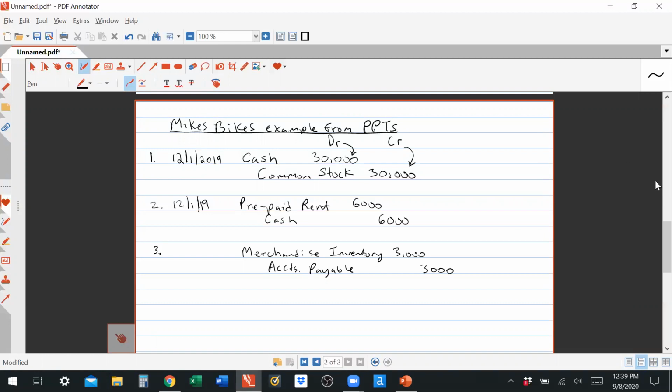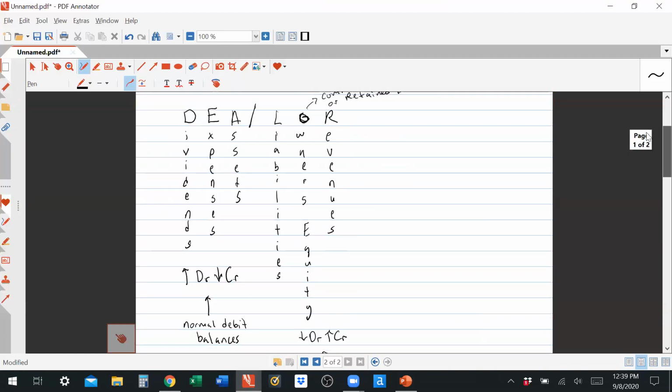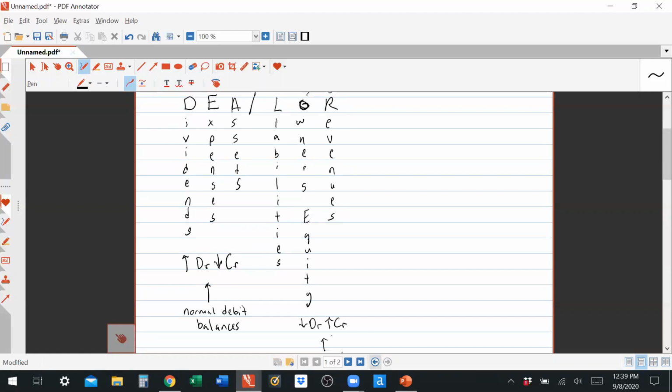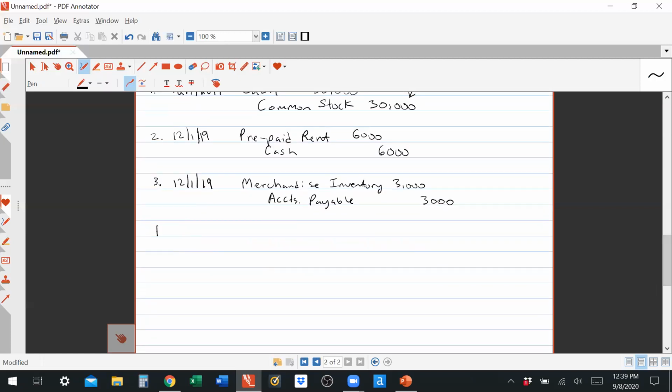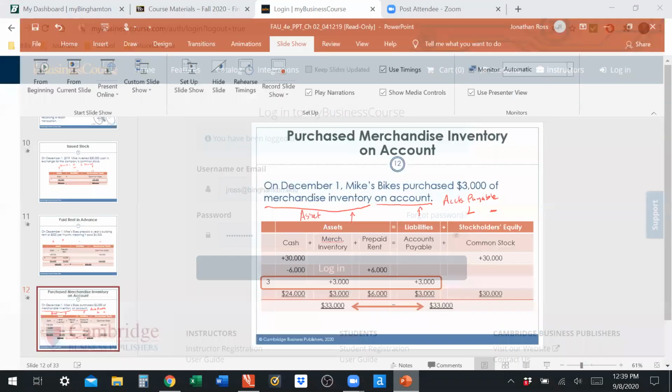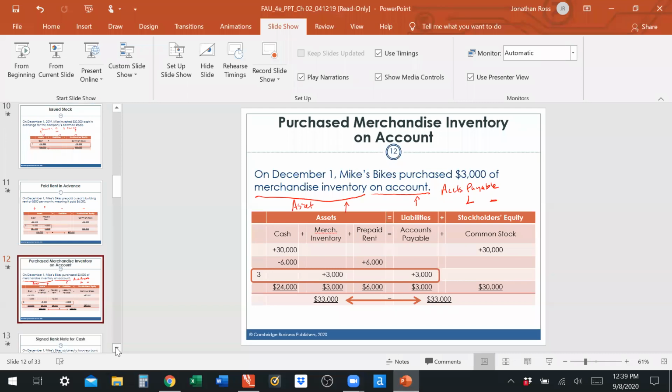Accounts payable is a liability, and we know it went up. So accounts payable is an L. How do we make a liability go up? With a credit. So that's why we credit accounts payable for $3,000. You're definitely going to have to study this lecture carefully, make sure you understand the concepts. Whoops, didn't mean to go there. All right, let's go to the next one.